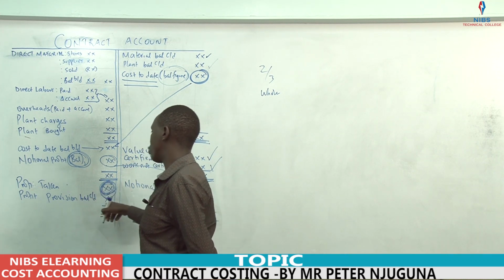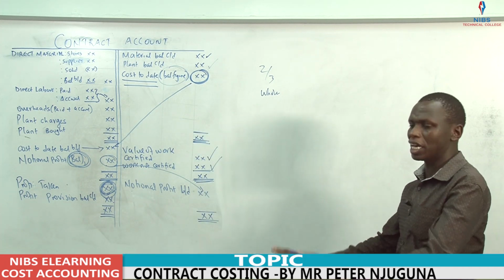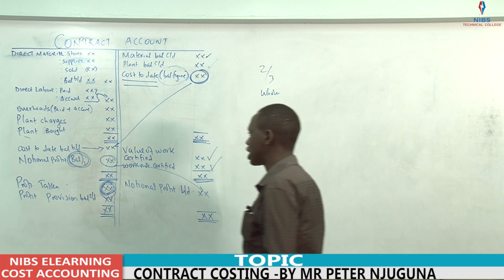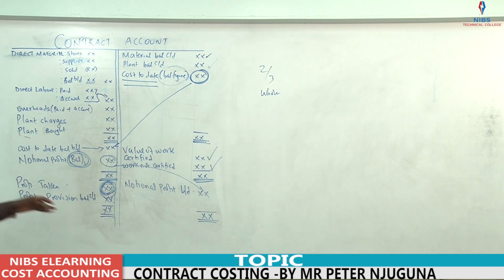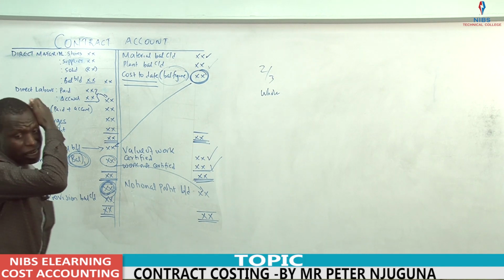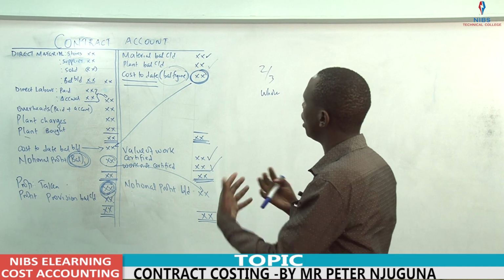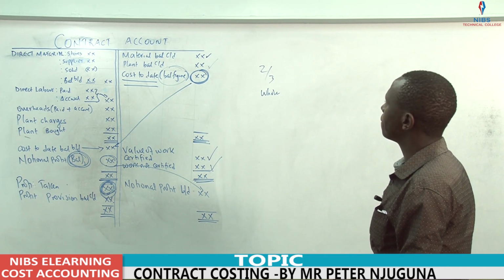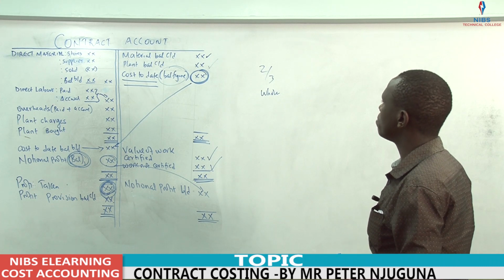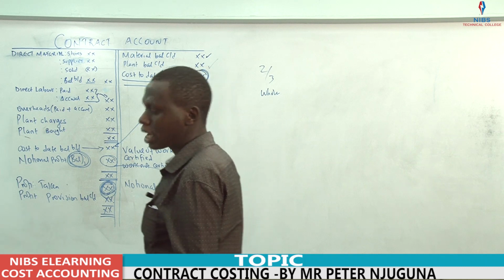Of course, the profit provision is always a balance carried down. So technically, that is how we prepare a contract account. That's the major thing in this particular area, and we shall be looking at how we prepare the contract account. So bearing that in mind, I want us to look at some few questions on how we prepare the contract account.